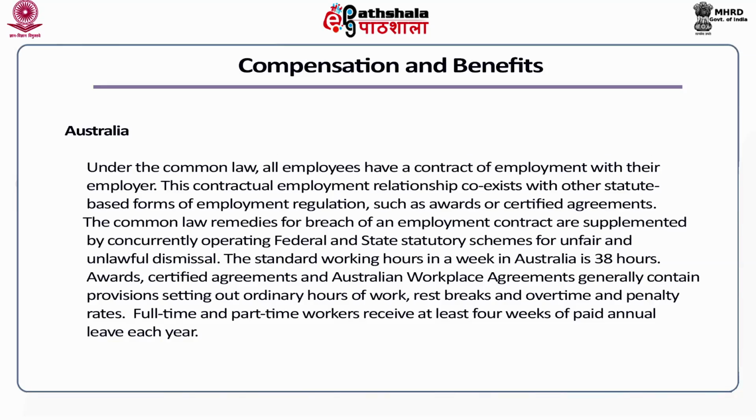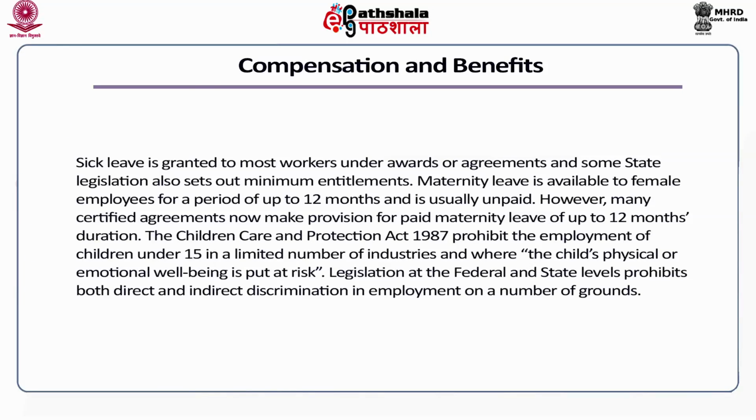The standard working hours in a week in Australia are 38 hours. Award, certified agreements and Australian workplace agreements generally contain provisions setting out ordinary hours of work. Full time and part time workers receive at least 4 weeks of paid annual leave each year. Sick leave is granted to most workers under awards or agreement, and some state legislation also sets out minimum entitlements.